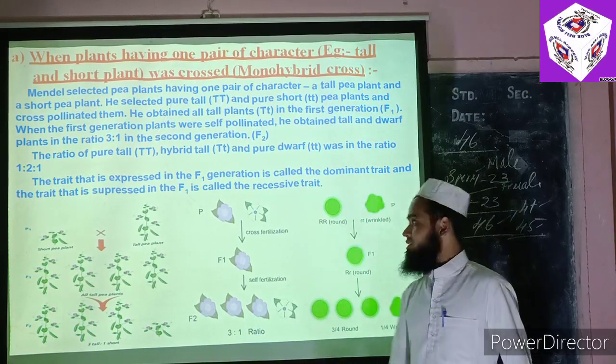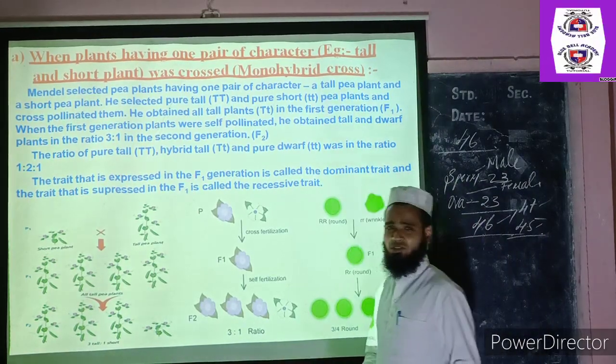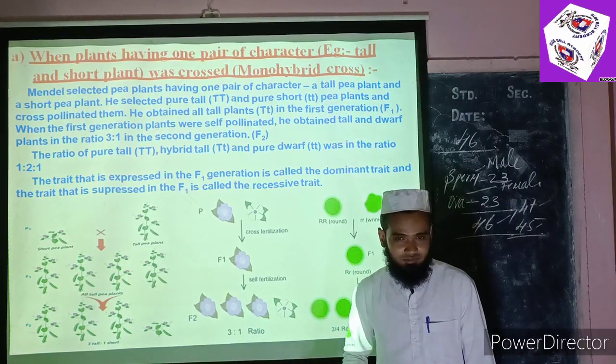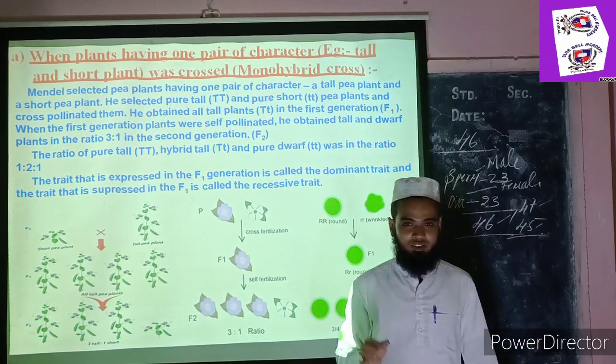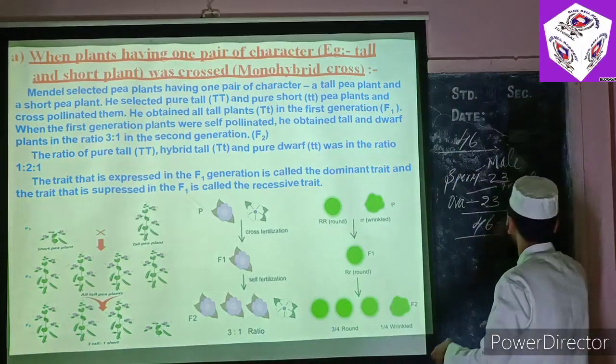Now, let's go through how Mendel conducted the experiment. Before going to that, there are some basic terminologies we have. The first terminology is about the phenotype.